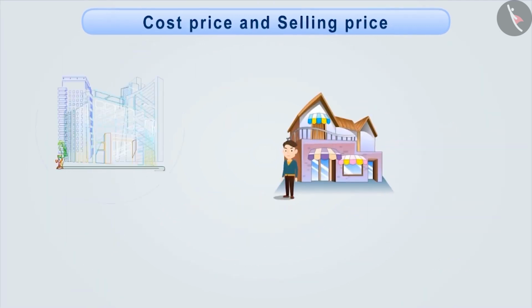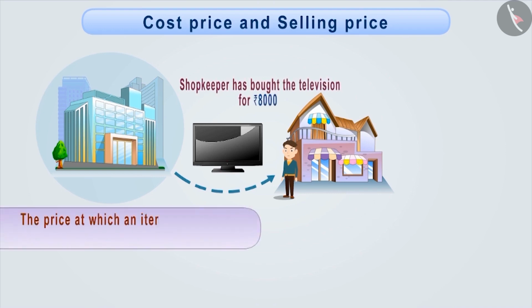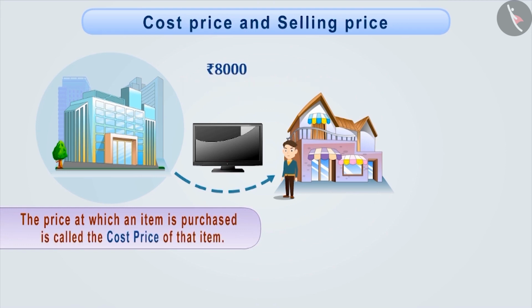A shopkeeper purchases a television from a company at a cost of rupees 8,000. This shopkeeper purchased the television for rupees 8,000. The price at which an item is purchased is called the cost price of that item. Here, rupees 8,000 is the cost price for the shopkeeper. Cost price is written as CP. He keeps the television for sale in his shop.